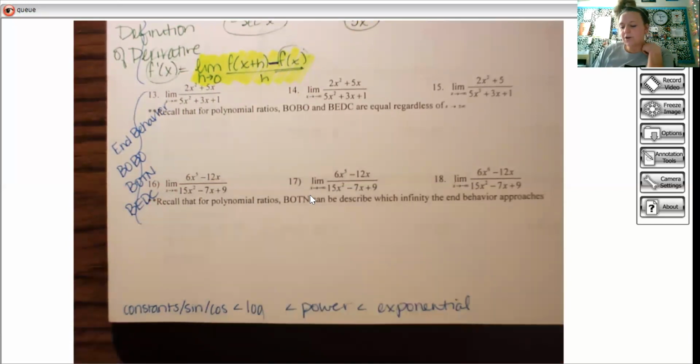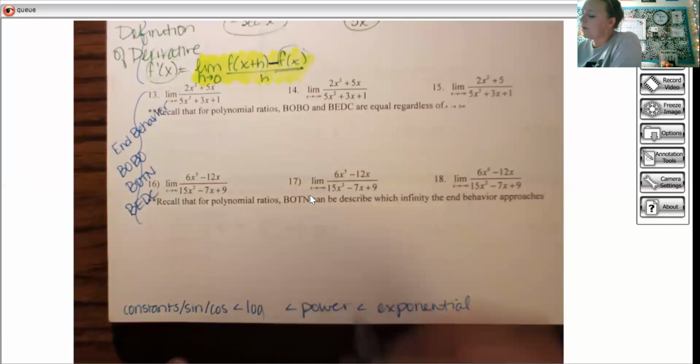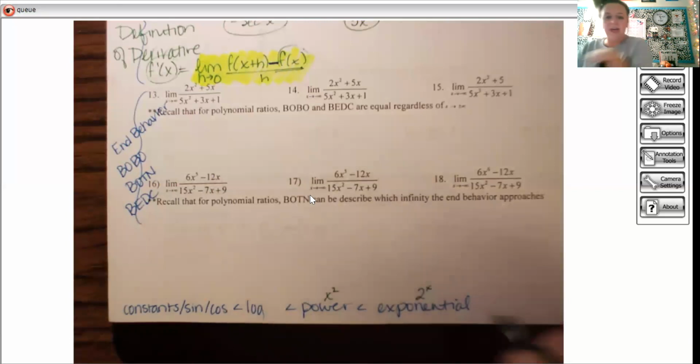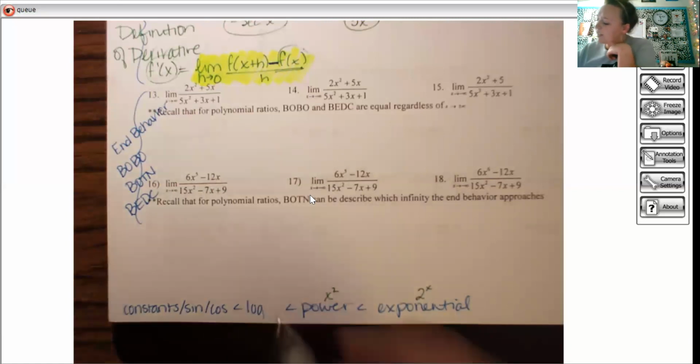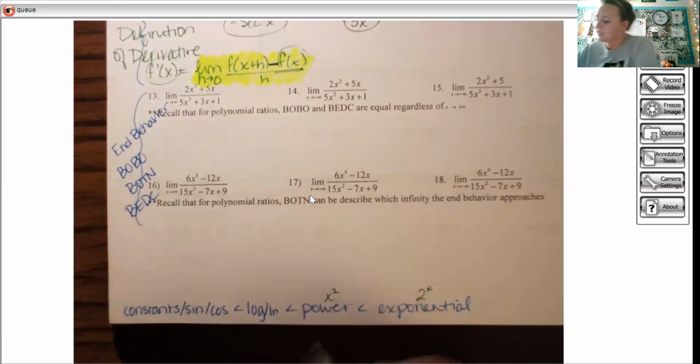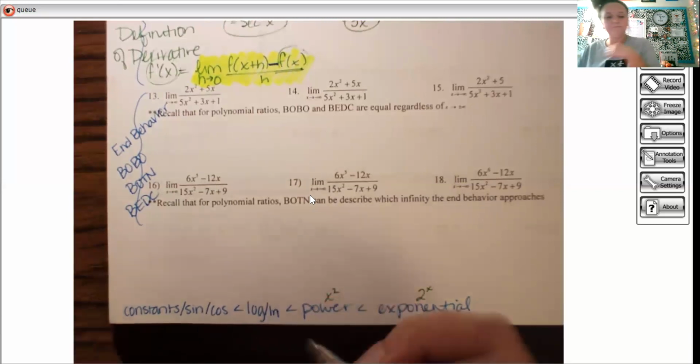Okay, that's the order. And then if you don't remember the difference between a power and an exponential, a power is like an x squared, an exponential is like a 2 to the x. So if the x is the base, that's a power. If it's the exponent, it's an exponential. Also remember that log does include any natural logs. Those are the same category. Okay.